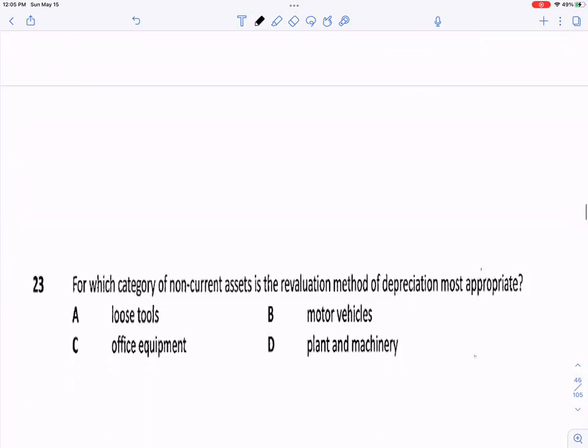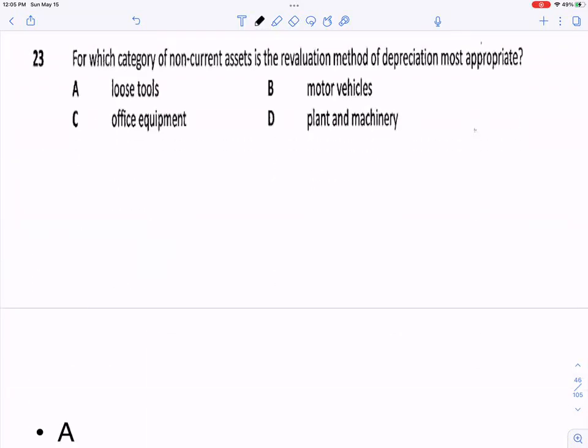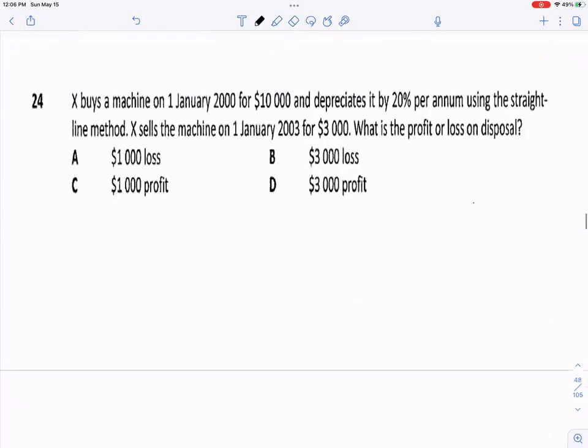Let's go to the next one. For which category of non-current assets is the revaluation method used? Just remember, revaluation means loose tools. Come on, do this.